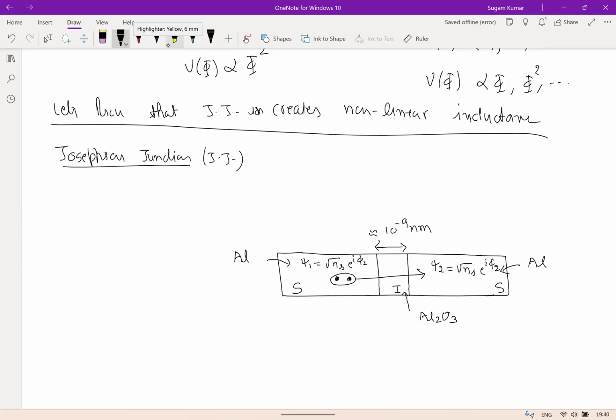And when you plot the magnitude of the wave function, it will decay. So it is like this, and in this region it is going to decay exponentially and then remain constant. That is the psi here. Same thing on this side also, and it decays.